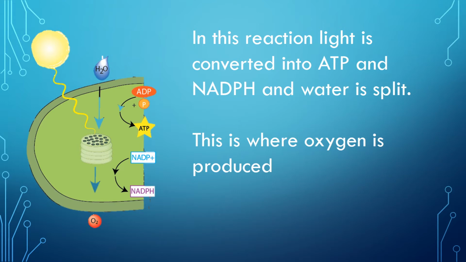In this reaction, light is converted into ATP and NADPH, and then the water is split. And this is how oxygen is produced.